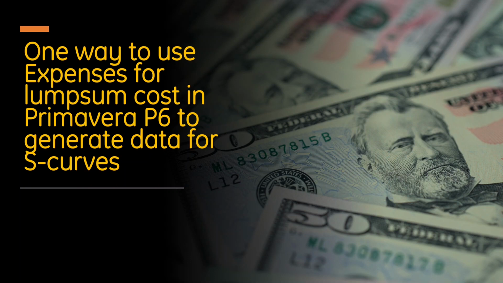So this is for people who want to use lump sum cost instead of resources to generate their data, the baseline data, actual and forecast data for their S curves. There might be so many reasons why you want to use lump sum cost instead of resources. I won't go into that, but this tutorial is for those who, for one reason or the other, cannot use resources to generate their S curve data. So here it is.